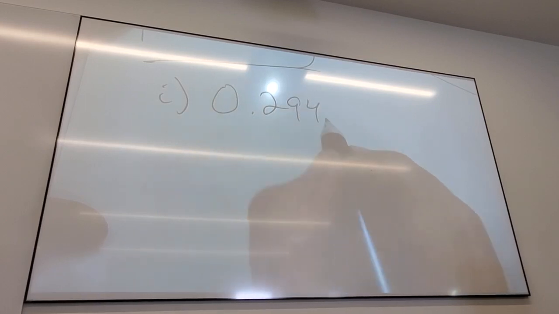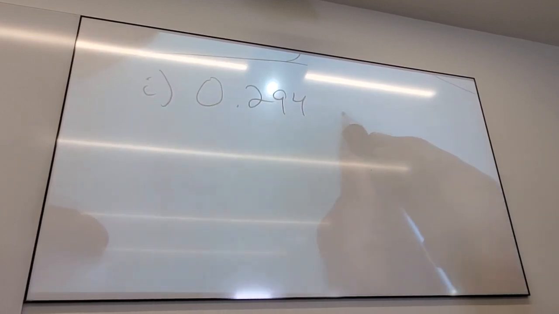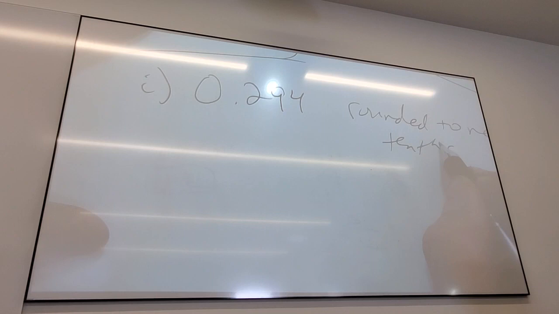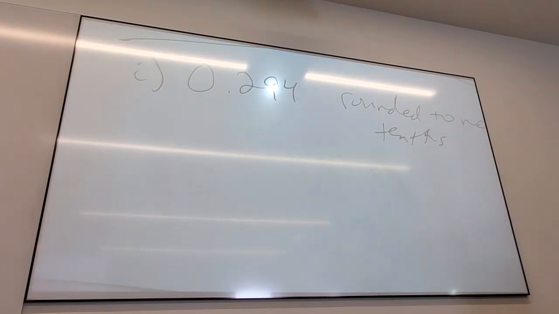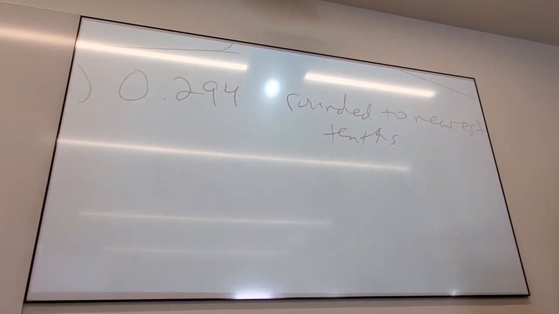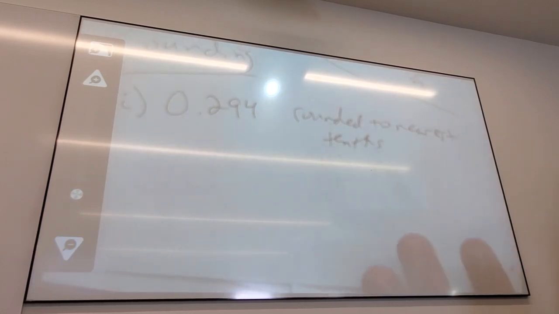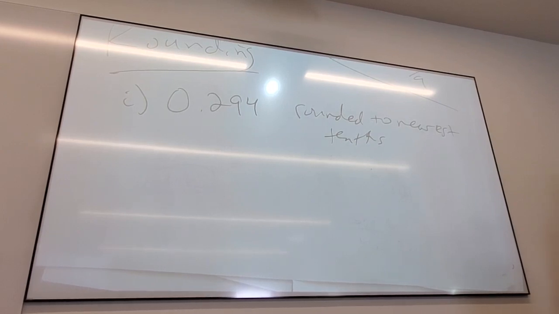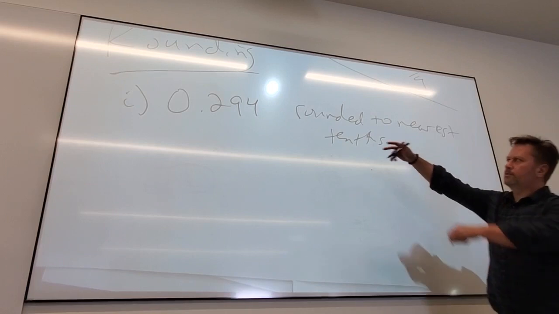So, don't say anything yet, think about this. If I want 0.294 rounded to the nearest tenths, so you got to make sure you got that list in there, right? Don't say anything yet. Think about it. Somebody tell me what number is currently in the tenths place. 2. I love it. The number 2.